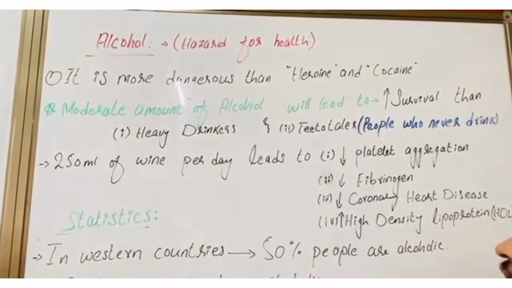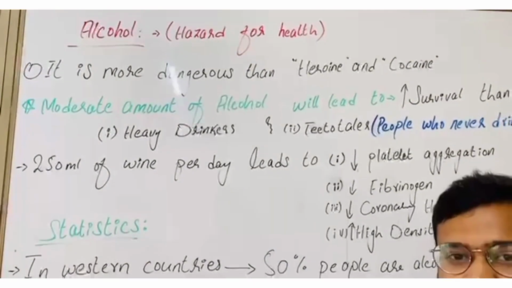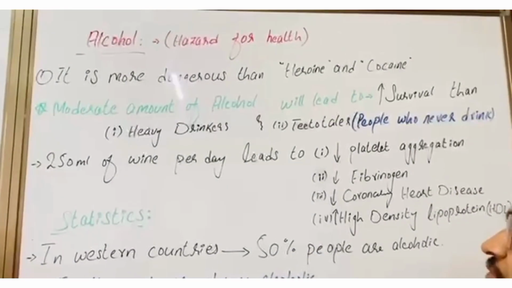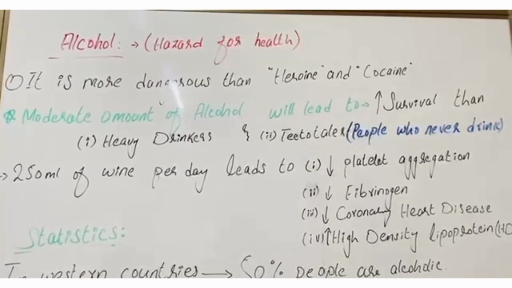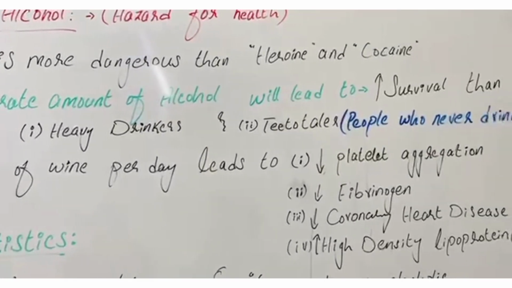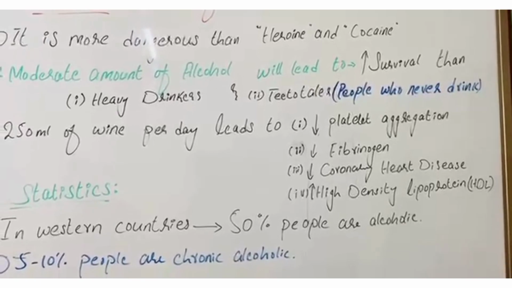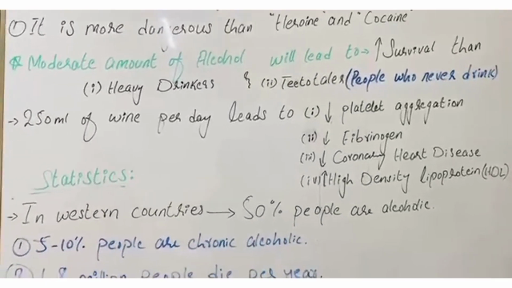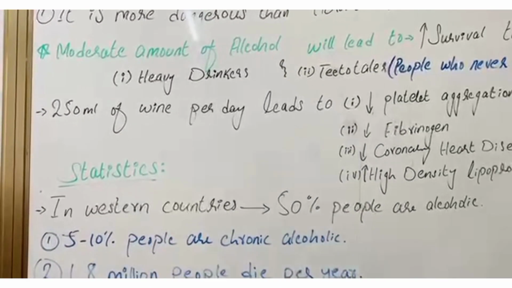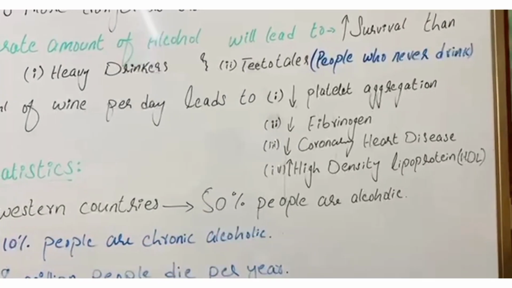What is alcohol? Alcohol is a hazard for health. It is more dangerous for us. It is more dangerous than heroin and cocaine. A moderate amount of alcohol leads to better survival than heavy drinkers and teetotalers, which means people who never drink. 250 ml of wine per day leads to decreased platelet aggregation.